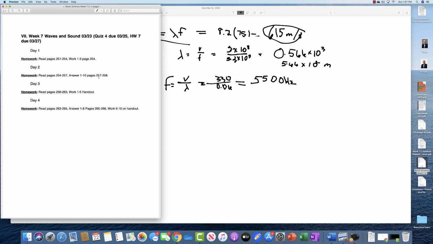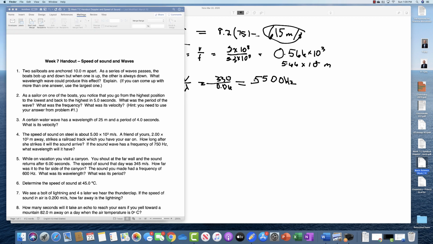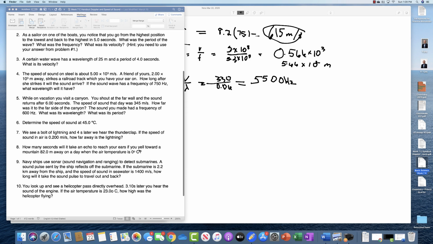So the next would be to pull the handout. Let me pull out the handout here. Okay, here is the handout. And so the remainder of the homework that we're going to work through is these problems on this handout.